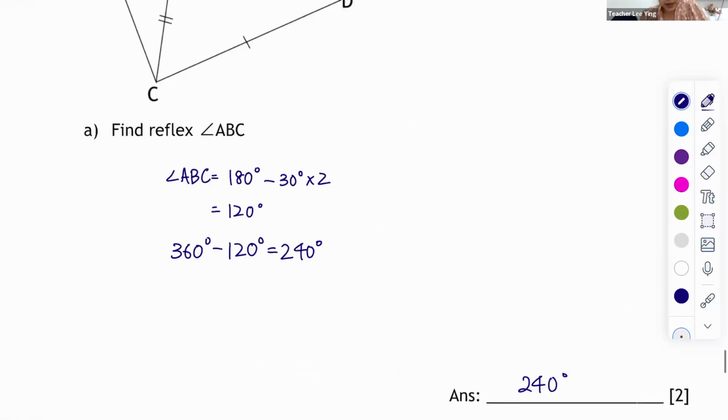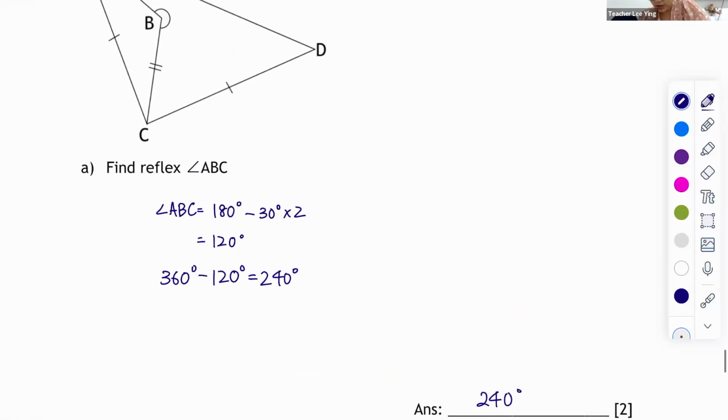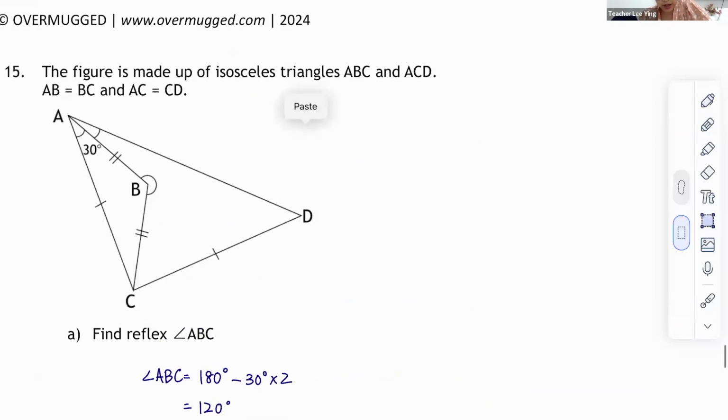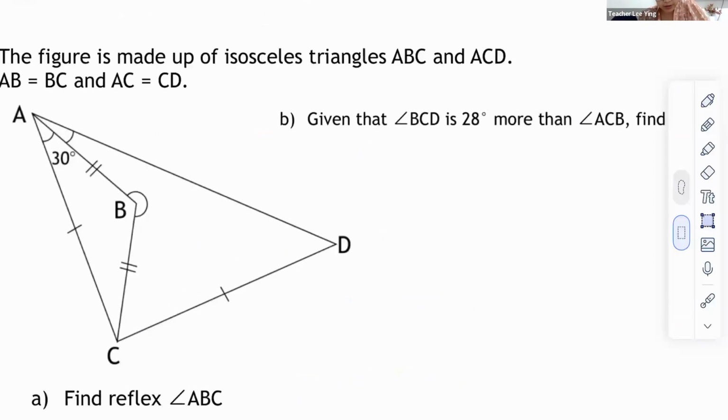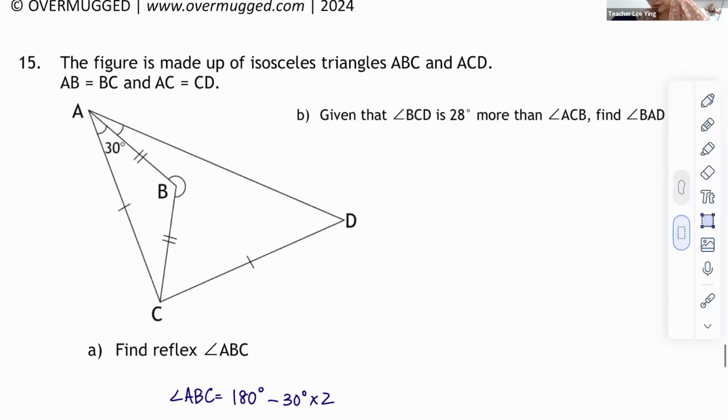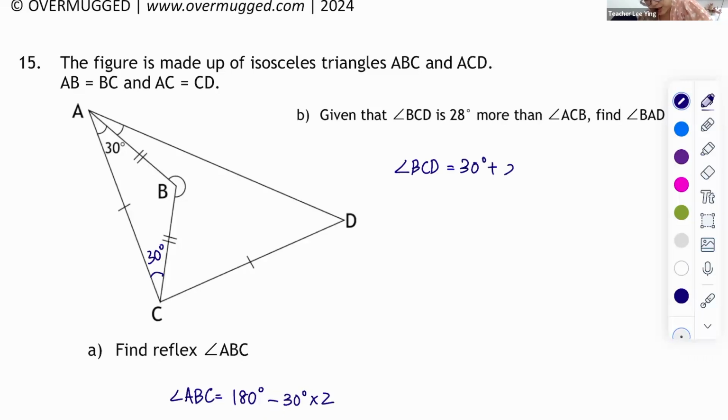So given that angle BCD is 28 degrees more. Okay, so I'm going to just put the question here so it's easier for us to work with it and look at the diagram at the same time. Given that angle BCD is 28 more than ACB, ACB is 30 degrees because that's the base angle of the isosceles triangle. So angle BCD is going to be 28 more than 30 degrees. So 30 plus 28 will give me 58 degrees.